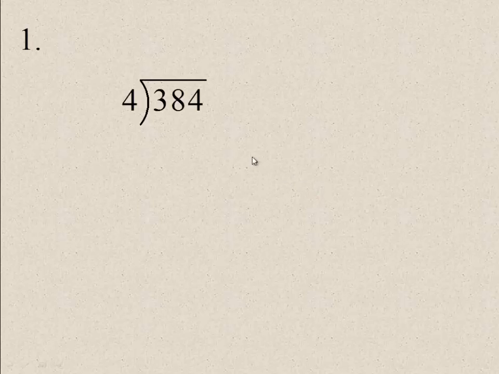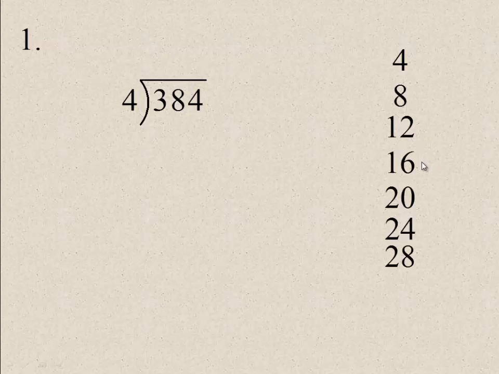The first example, a simple example, 384 divided by 4. The first thing that I want you to do is to identify the divisor. The divisor in this case is 4. Once you identify the divisor, we need to write down on the right hand side the multiples of the divisor. Multiples means I will start off with 4 and keep adding 4 as I go along. 4 plus 4 is 8, 8 plus 4 is 12, and on and on and on. 16, and you can go further and further, and let's stop at 40.